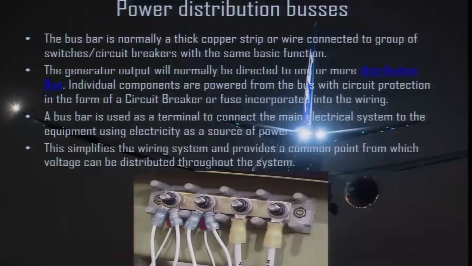So, in the figure you can see this is a thick copper strip, this is the bus bar. This becomes the distribution point. From this point, the electrical load is distributed to various circuits.